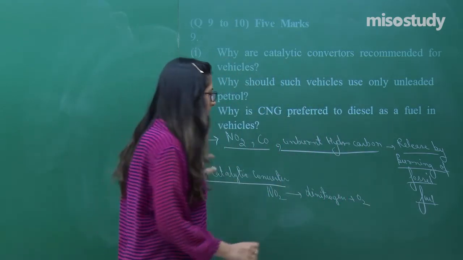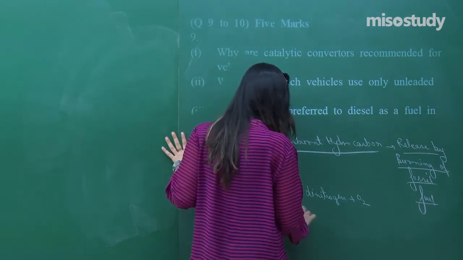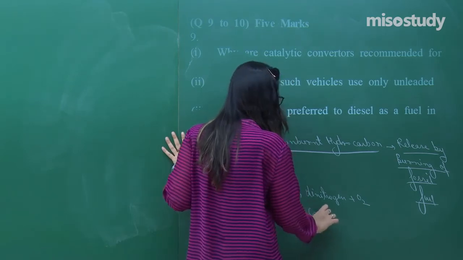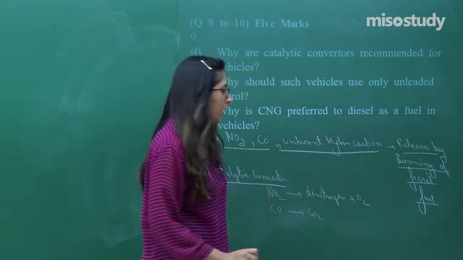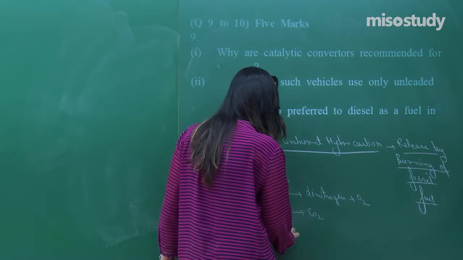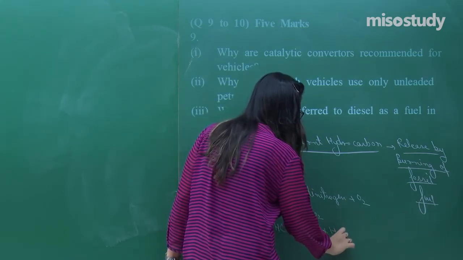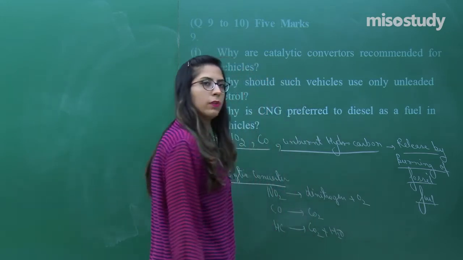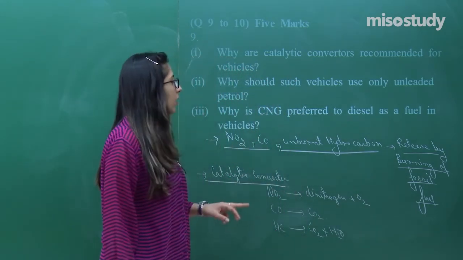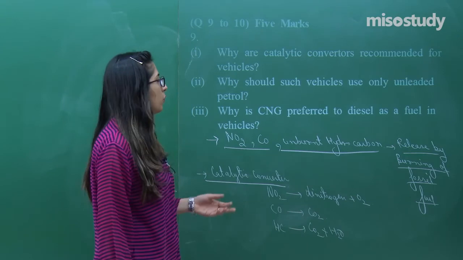CO is released in the form of carbon dioxide, whereas the unburnt hydrocarbons are released in the form of carbon dioxide and water, right? This is the use of a catalytic converter.